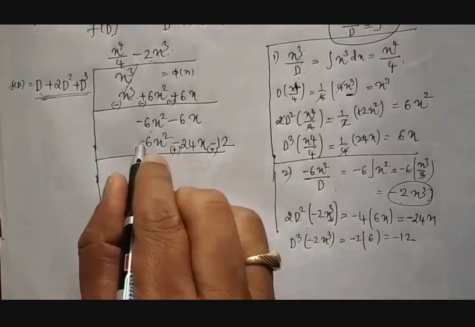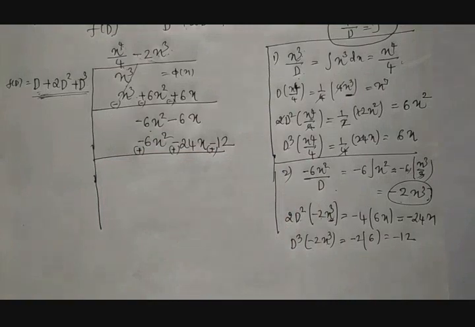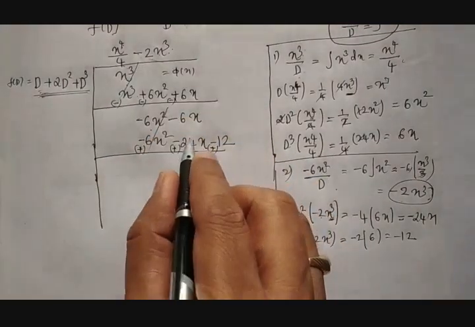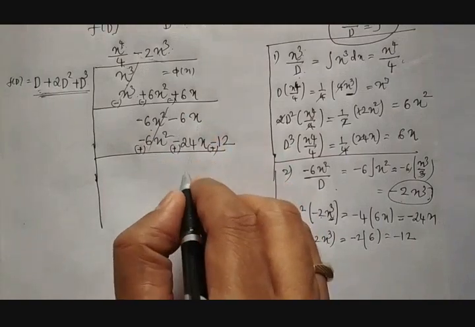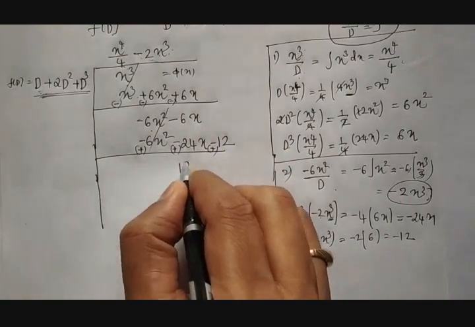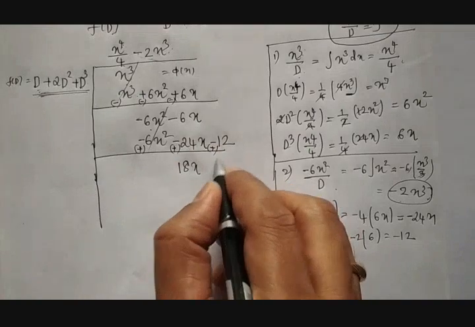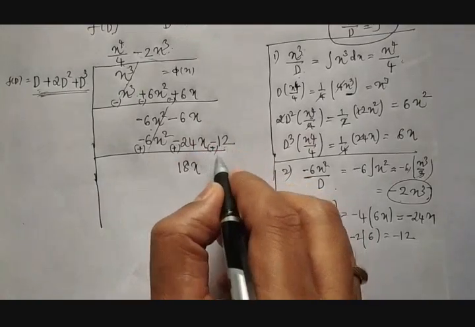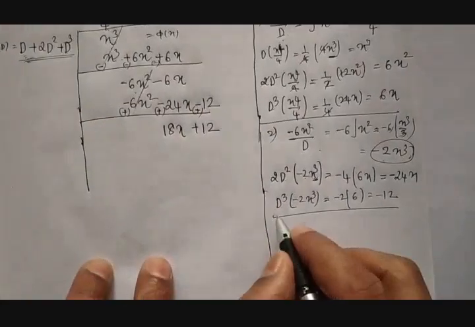So minus becomes plus, minus becomes plus, again minus becomes plus. Therefore this step gets cancelled. Then minus 6x plus 24x, so that is 18x. Then this is carry forward, so plus 12 is taken.